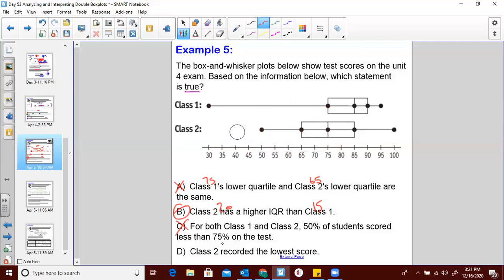All right, and D, Class 2 recorded the lowest score. Well, we can tell our lowest number is a 50. Class 1 is a 30, so it cannot be D. So our answer is B.